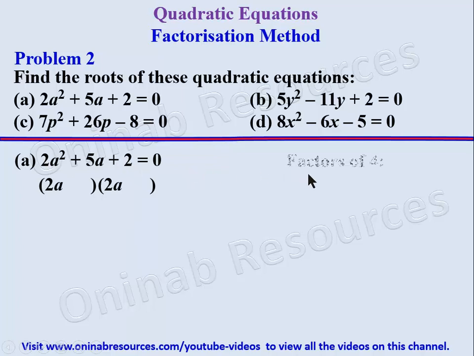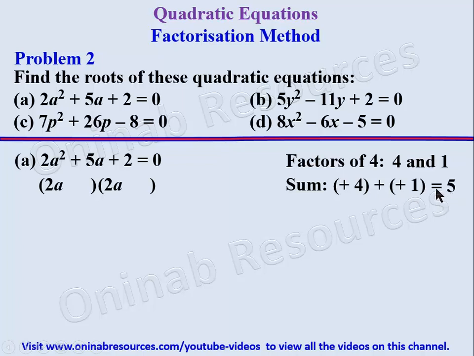Then we now look for factors of 4 whose sum is positive 5. And if you go by picking the number itself and 1, we are immediately there. So the two factors are 4 and 1. The sum is positive 4 plus positive 1, which gives 5.